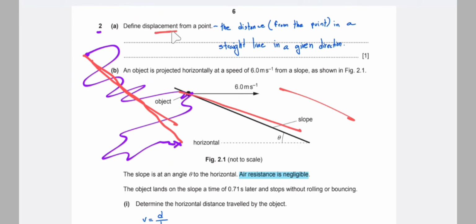So the displacement is the distance from the starting point, or from the point, in a straight line, in a given direction. So displacement is the distance from a point in a straight line in the given direction.